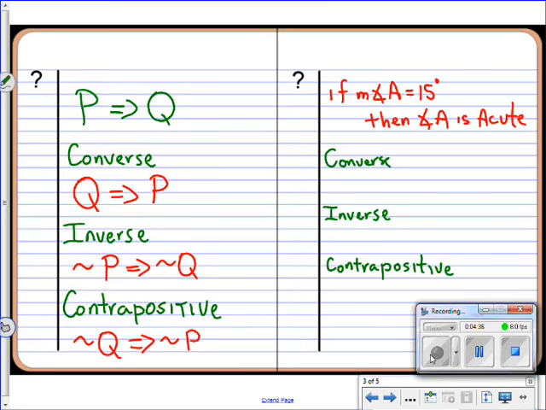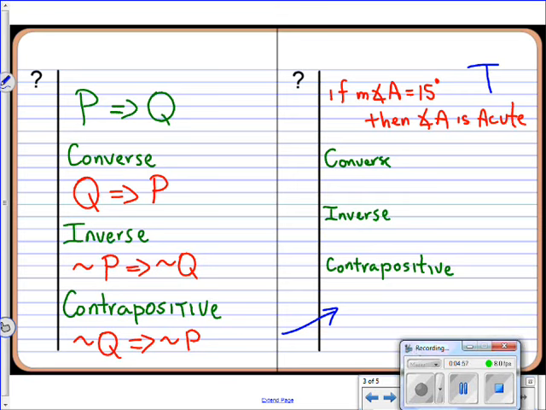Okay, over on the left I have a statement there. If the measure of angle A is 15 degrees, then angle A is acute, and I think we all agreed that that is a true statement. So let's just put a T up there for it being true. All right, now what I want you to do is take that statement and go ahead and write the converse, the inverse, and the contrapositive of that statement. Do the best you can. Refer back to how I manipulated it over here to get each one. So go ahead and try to think these through and come up with your own. Put me on pause.